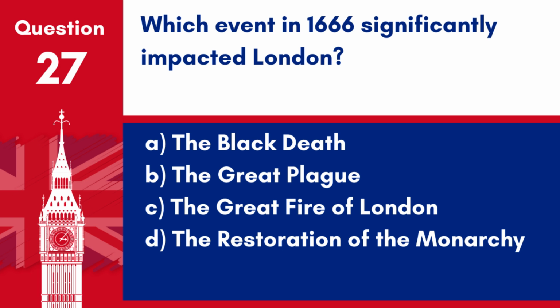Question 27. Which event in 1666 significantly impacted London? A. The Black Death. B. The Great Plague. C. The Great Fire of London. D. The Restoration of the Monarchy. Answer. C. The Great Fire of London. The event in 1666 that significantly impacted London was the Great Fire, which destroyed a large part of the city.